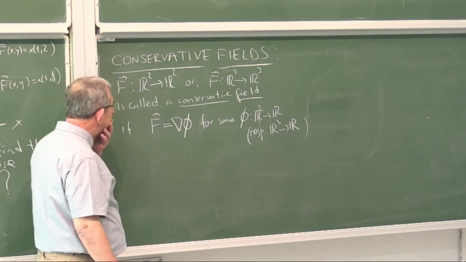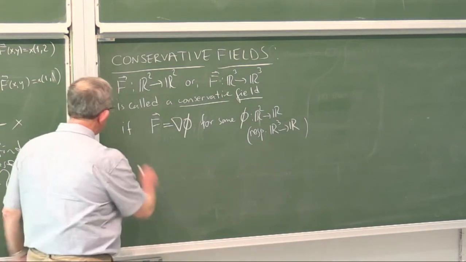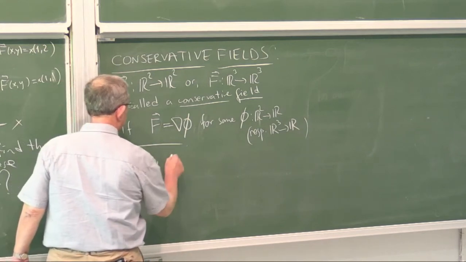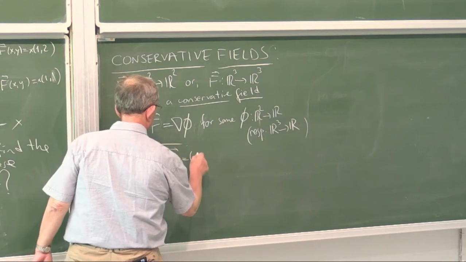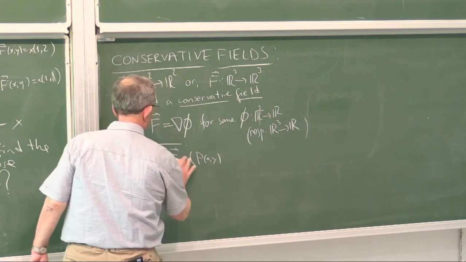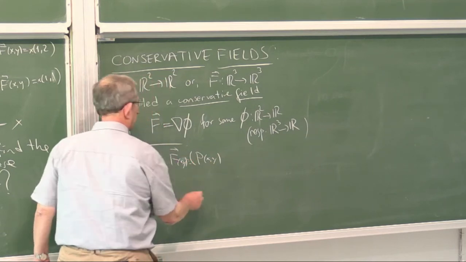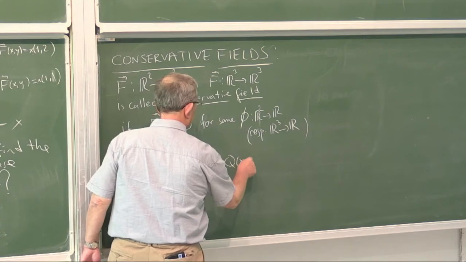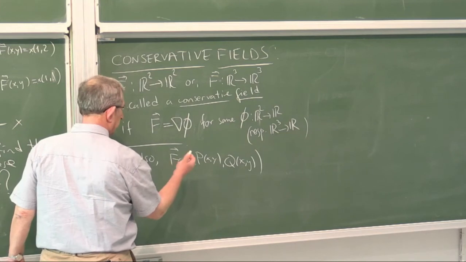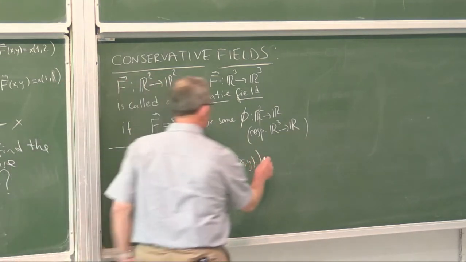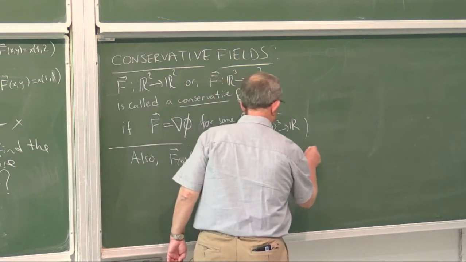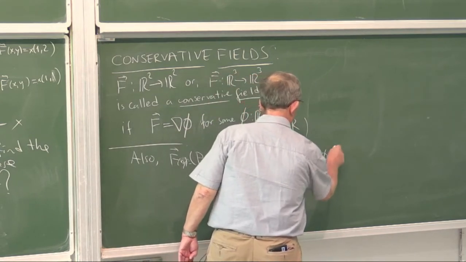what does all this mean, of course? It all means the following. Say F is P, these are functions. Maybe I should put P(x,y) here, Q(x,y). If this is conservative, of course, it is gradient phi. So it is phi sub x, phi sub y.